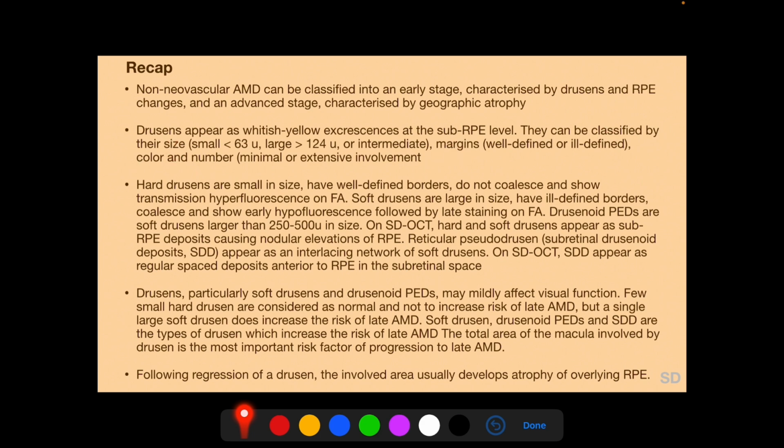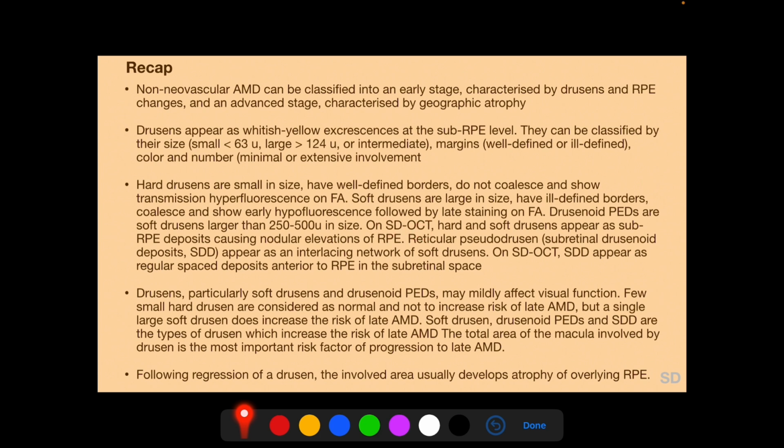and number. Hard Drusen are small in size, have well-defined borders, do not coalesce, and show transmission hyperfluorescence on fluorescein angiography. Soft Drusen are larger in size, have ill-defined borders, coalesce and show early hyperfluorescence followed by late staining on fluorescein angiography. Drusenoid PEDs are soft Drusen larger than 250 to 500 micron in size.